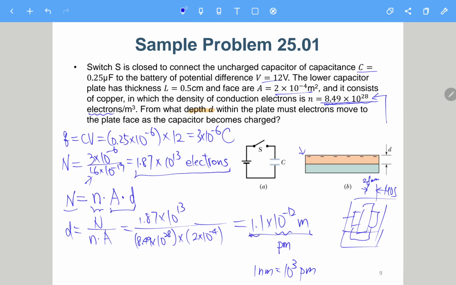So in that case, this thickness is really small. So usually we just consider all the electrons will go to the surface of a conductor.